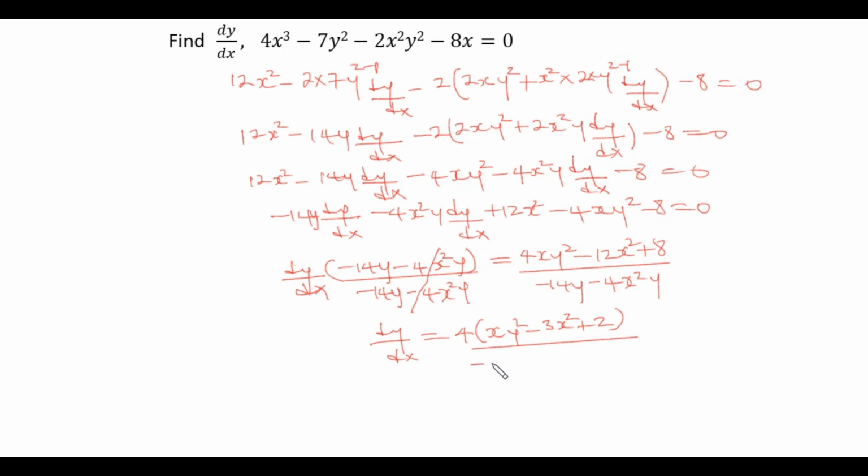So factorize the minus sign out. This becomes 14y, it's positive 14y plus positive 4x squared y. So you can simplify this further if you want to. Here, let's say we take out 2. So let's say our final answer here, try to bring this down: 4x squared y minus 3x squared plus 2.